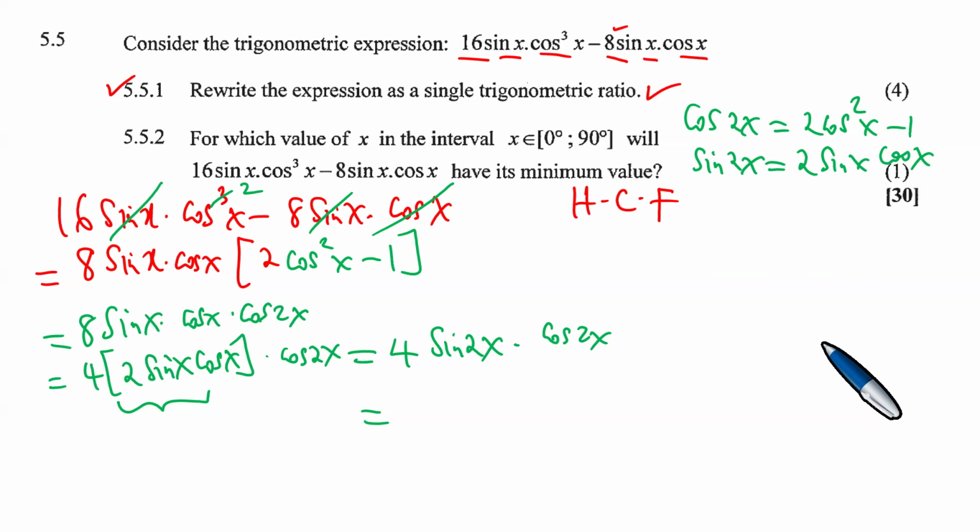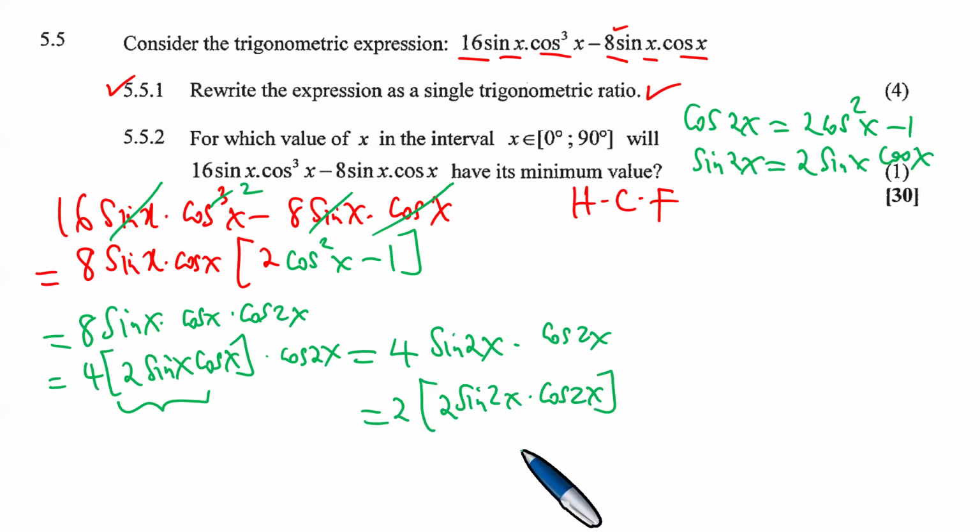But yes, we can take out another 2 and write 2 sine 2x cosine 2x. I'm going to engage you, forgive me. Just engaging a little bit. What is 2 sine 2x cosine 2x? What is the answer here?